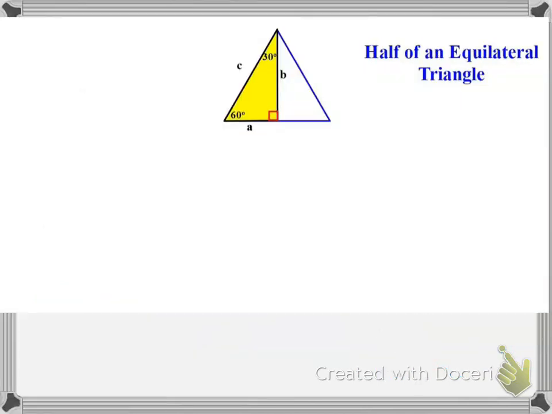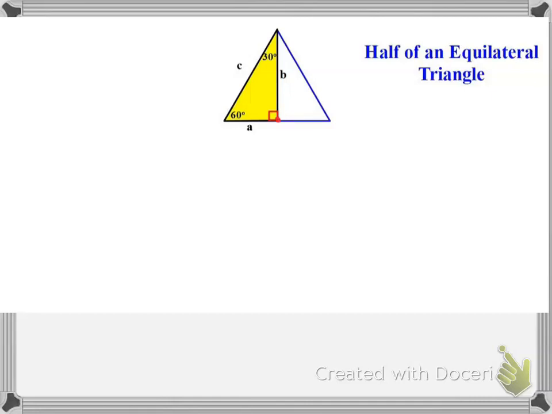Okay, so now let's look at the other special right triangle, which is this one here. This one, instead of being half of a square, this is half of an equilateral triangle. So we're just looking at this yellow triangle here. Notice that this is the altitude drawn from the vertex down to the midpoint there, right?